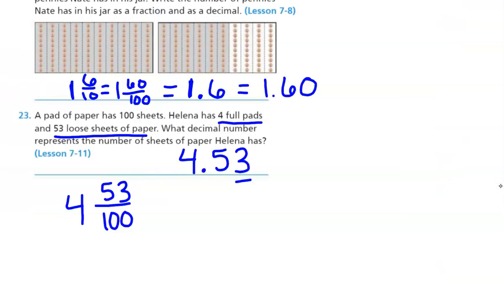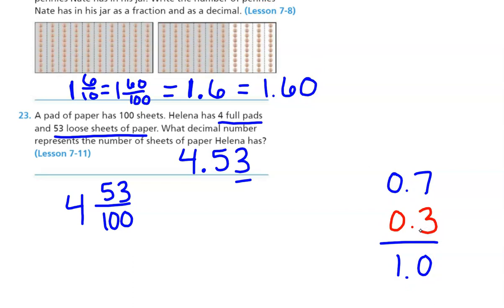There we go. Number 24 said, Vaughn bought 10 tomato seedlings. He has 7 seedlings that are cherry tomatoes, and the rest are plum. And it wants to know what decimal number shows the fraction of tomatoes that are plum. So you're basically finding the other part that will equal 1 full, and that's going to be 0.3. So your answer to number 24 would be 0.3.